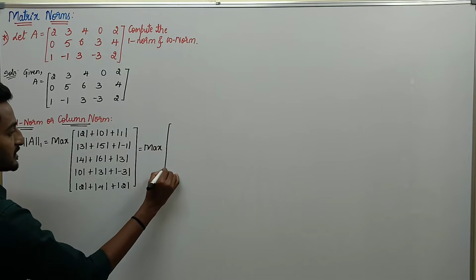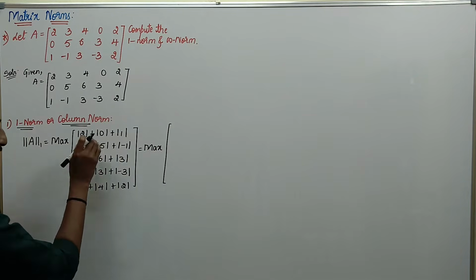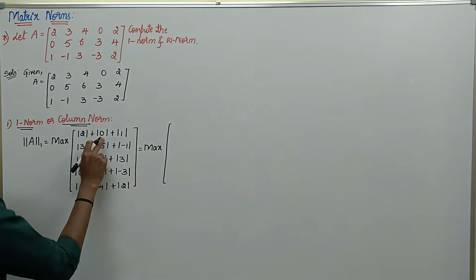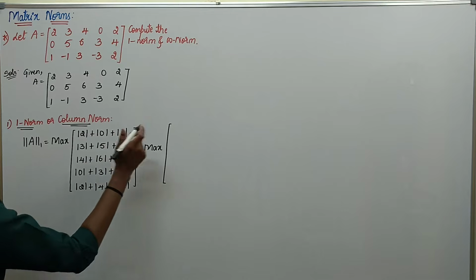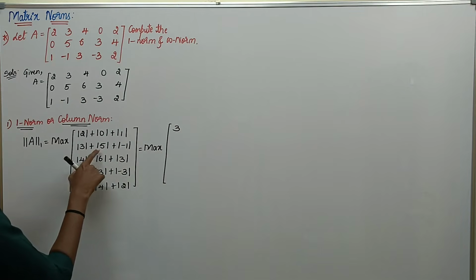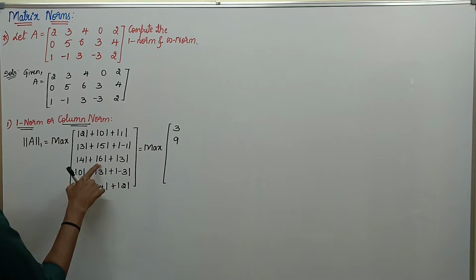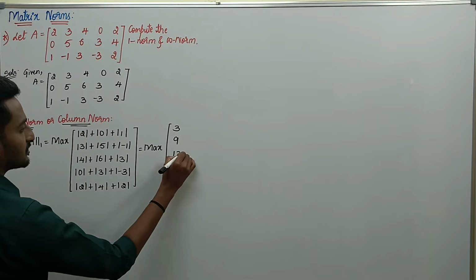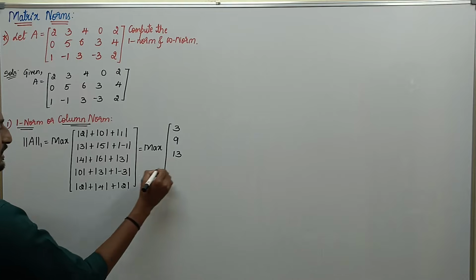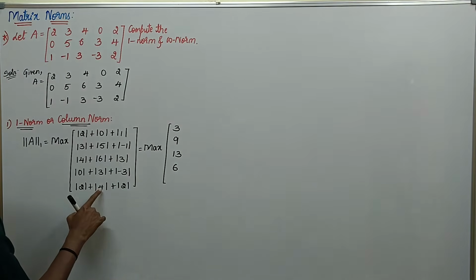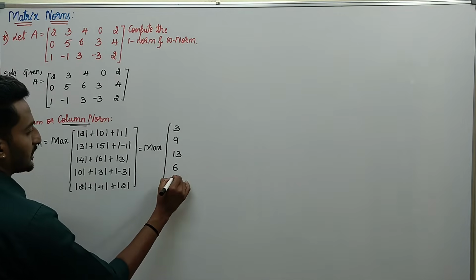Since I am going to represent it in the column, I am going to add and represent it column wise itself. 2 plus 0, 2, 2 plus 1, 3. Next, 3 plus 5, 8, 8 plus 1, 9. Next, 10, 13. Next, 3 plus 3, 6. Next, 2 plus 4, 6, 6 plus 2, 8.